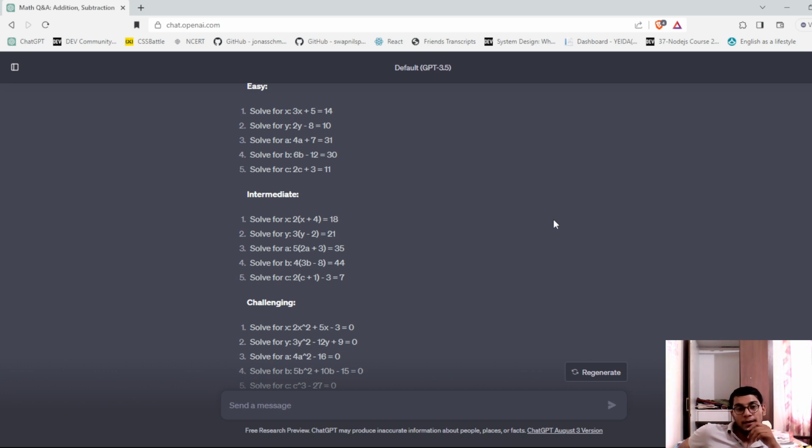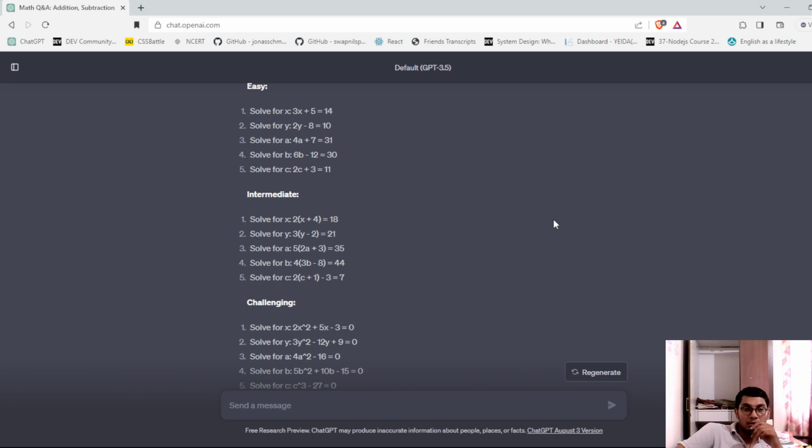So 3x plus 5 equal to 14. And 14 minus 5 will become what? 14 minus 5 will become 9. So 3x is equal to 9. And 3x is in multiplication form, so we can divide by 3. If we divide 9 by 3, x is equal to 3.